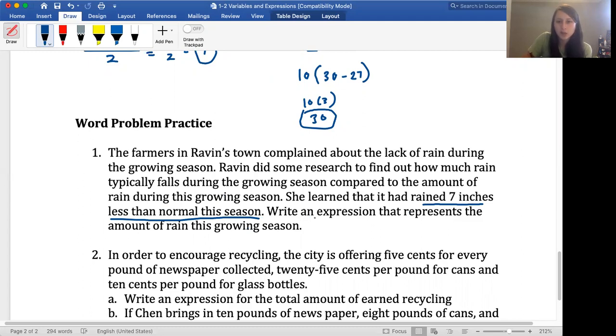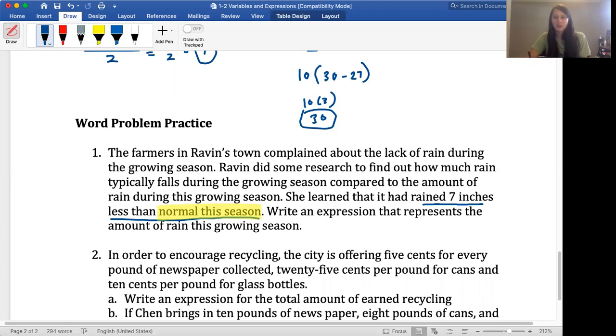So let's take a look. We're going to write an expression that shows the amount of rain that has fallen this growing season. So she learned that it had rained 7 inches less than normal. So do we know the normal amount? I don't think so. That's an unknown. I don't know the amount that's rained this season. So I'm going to write that as maybe an N.